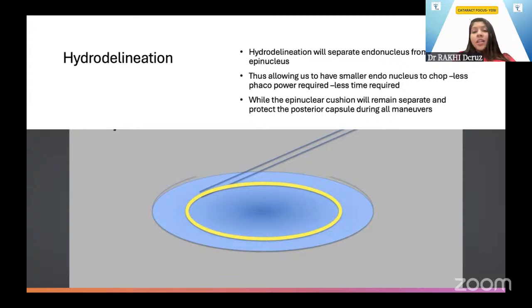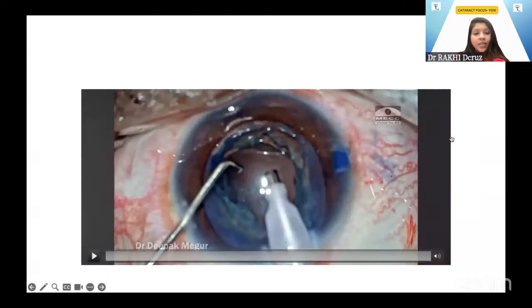Initially, all the residents and novice cataract surgeons will face difficulty mainly with softer cataracts. But if you do a very good hydrodelineation, that endonucleus will pop out easily and it will be very easy for you to do. And you will not finally end up with saucerization if you practice hydrodelineation well. So let's see how hydrodelineation should be done.